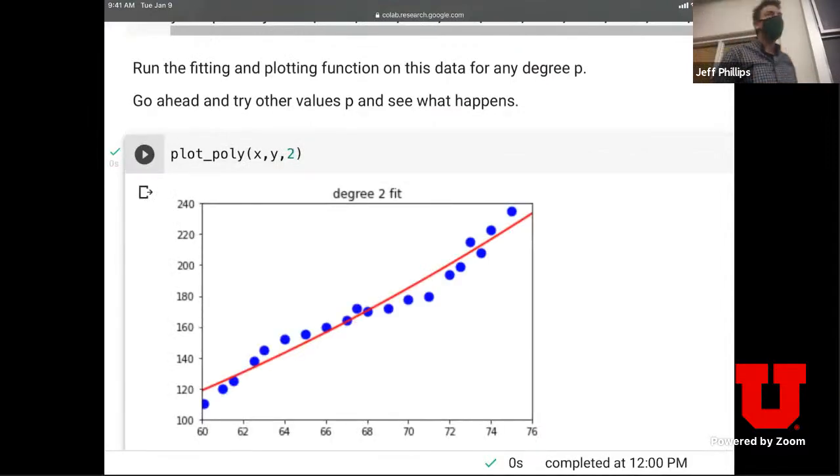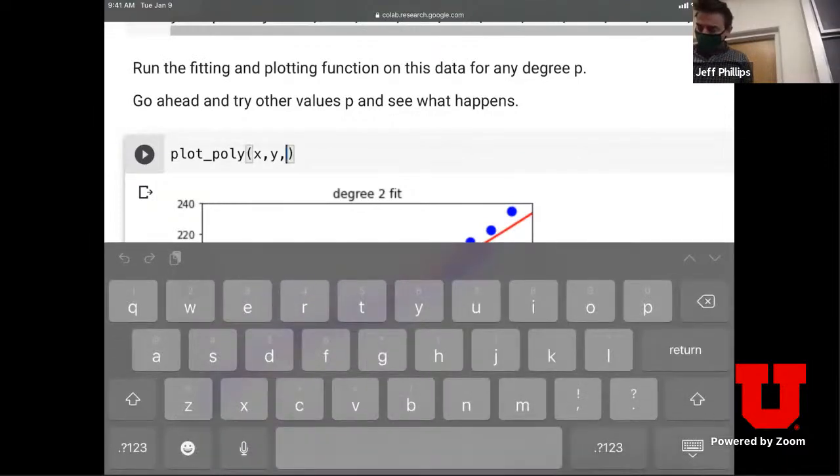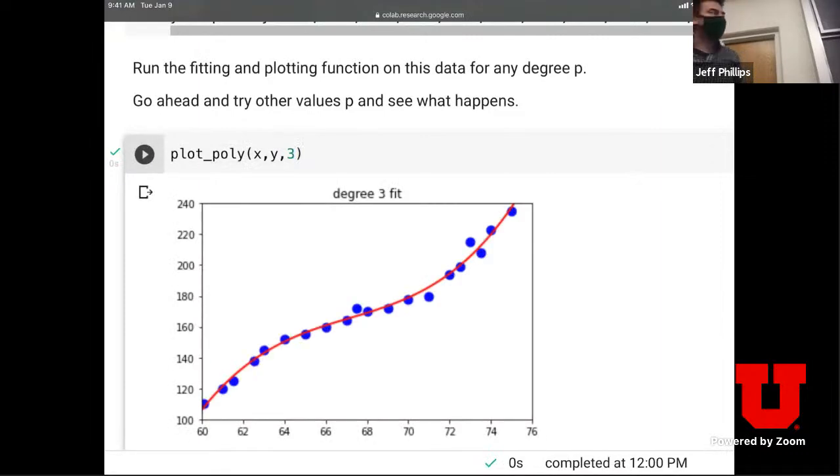Okay, it looks a little bit different. It looks kind of like this line, but it's curving up a little bit. There's a little bit of a parabola going on here. This isn't a substantially better fit. The error might be a little bit smaller, but okay, p equals 3.